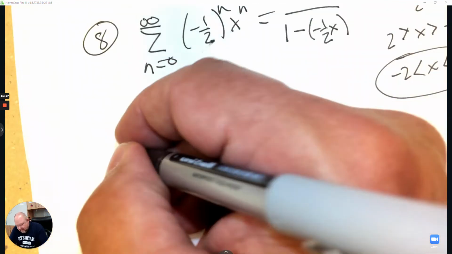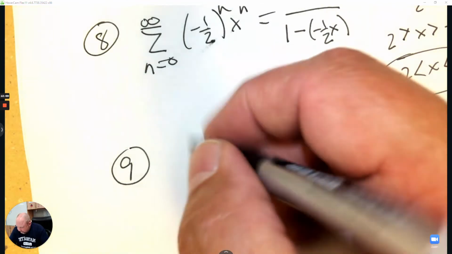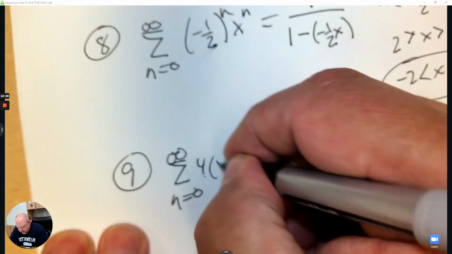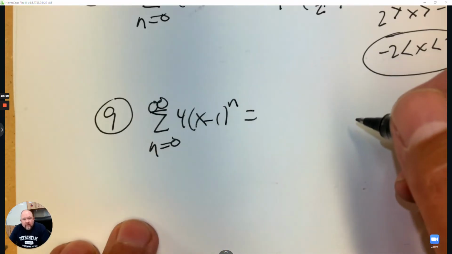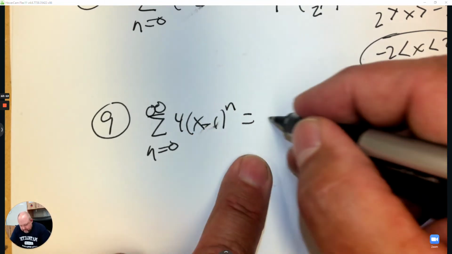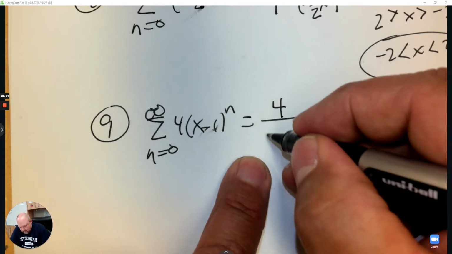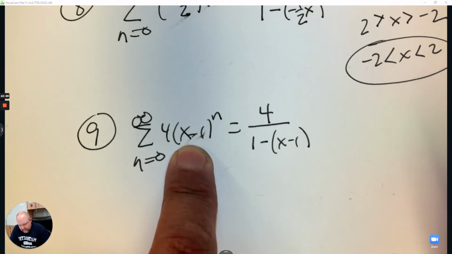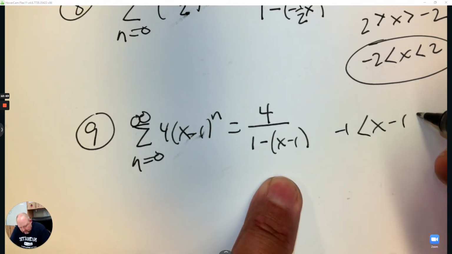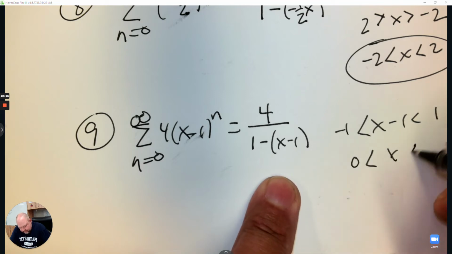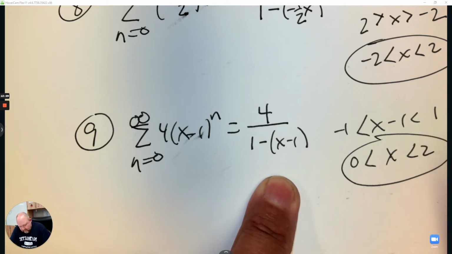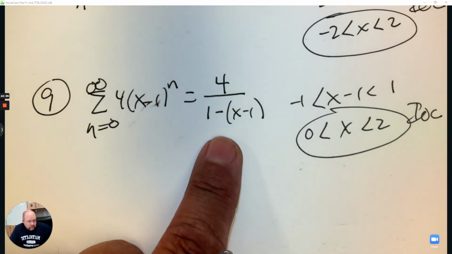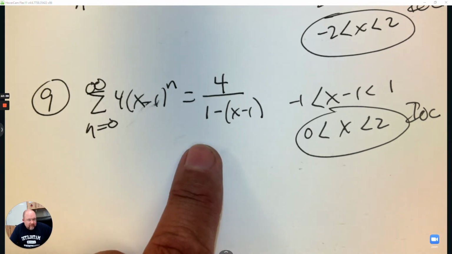Number 9. So again, if I plug in 0, this time the answer is 4. 1 subtract, the common ratio is x minus 1. And then take x minus 1 between -1 and 1. Add 1. And you have the interval of convergence. Number 10.